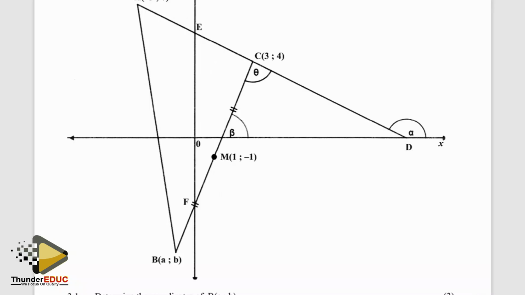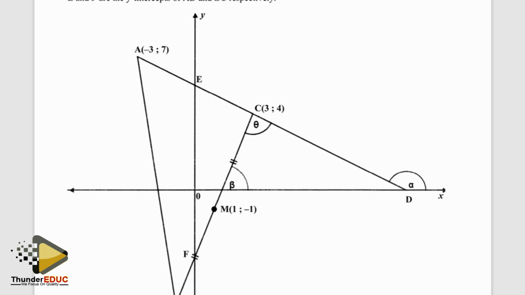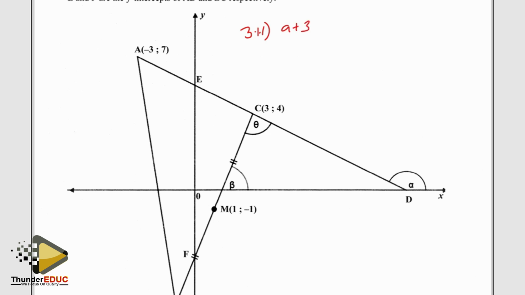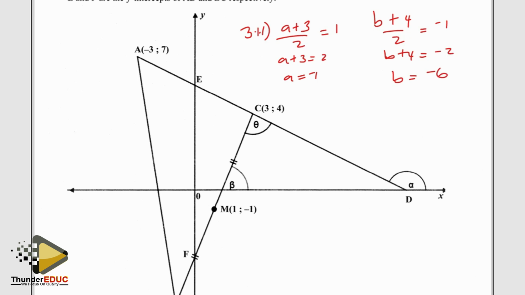Then, first question, they want us to get the coordinates of A and B. So you can use the midpoint formula. This is 3.1.1, whereby if I get A plus 3 divided by 2 must give me a 1. When I cross multiply, A plus 3 gives me a 2, which means A is negative 1. And then B plus 4 divided by 2 must give me negative 1. Cross multiply, B plus 4 gives us negative 2. B is a negative 6. So the coordinates are negative 1 and negative 6.